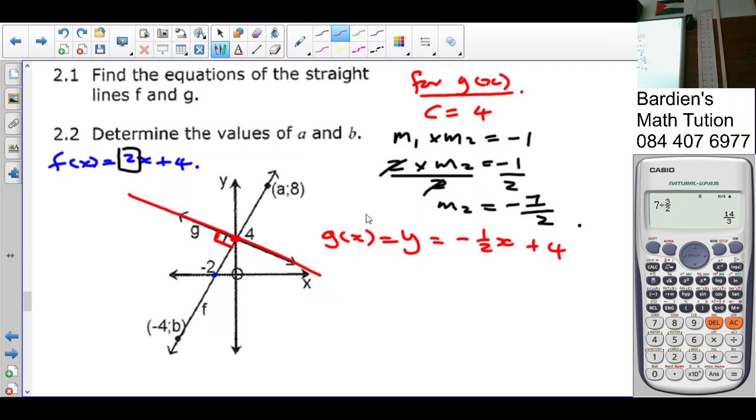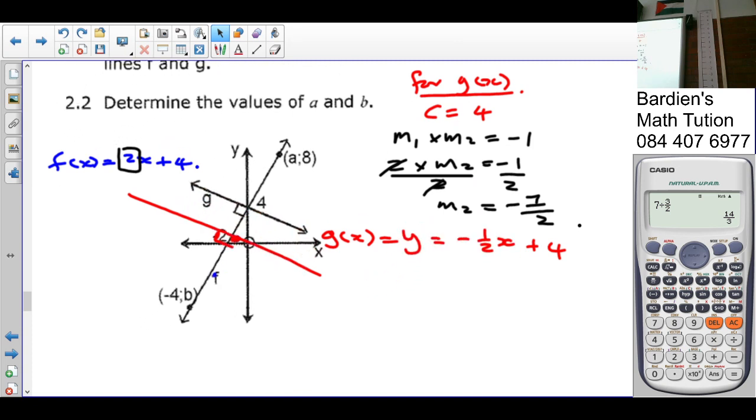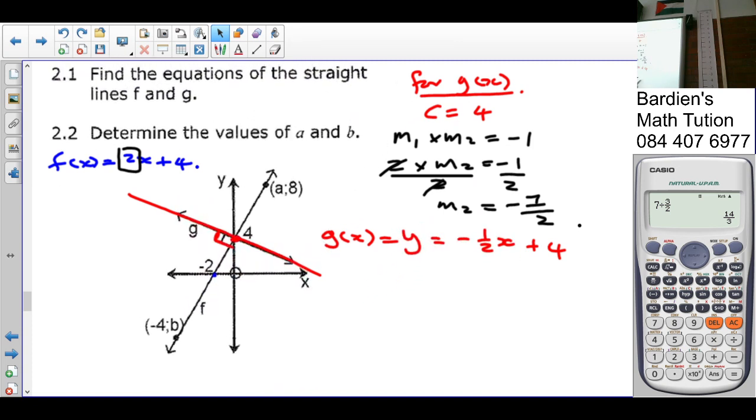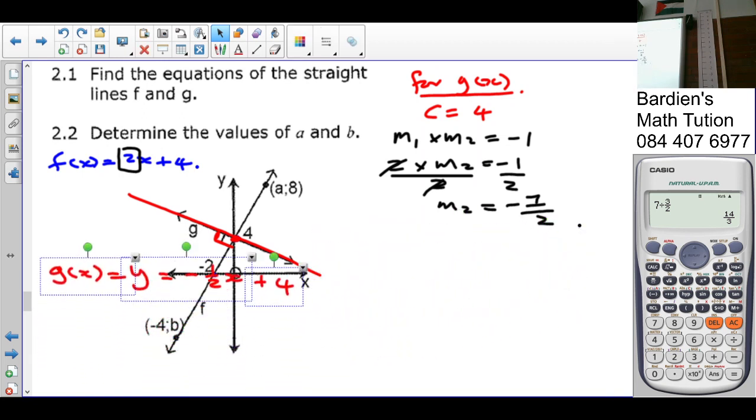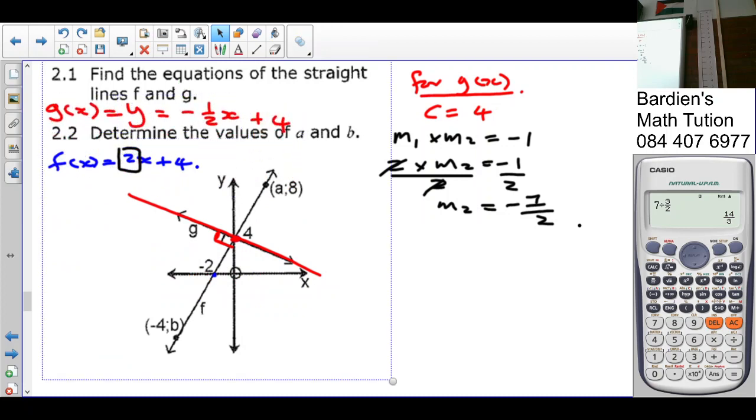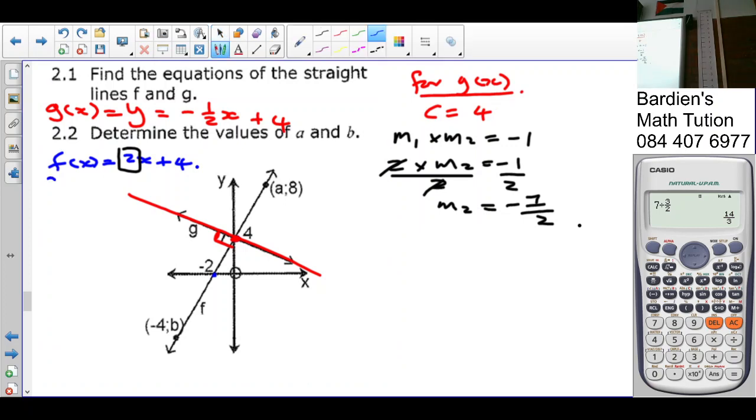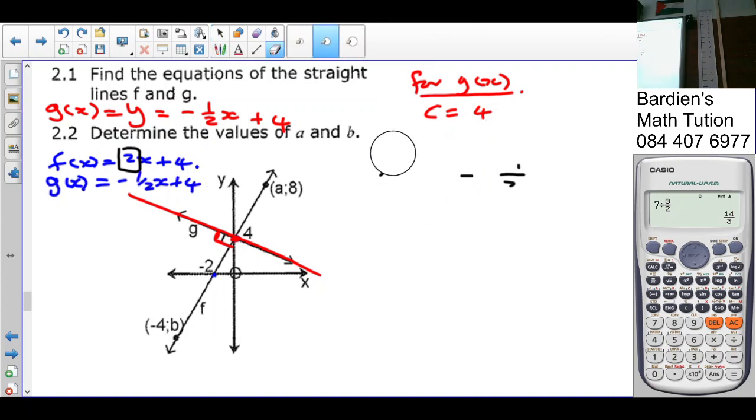In the next question, I put this g of x here. I think I'll just write it here, if needed: g of x is equal to negative half x plus 4. If we need it, it's there. Okay.